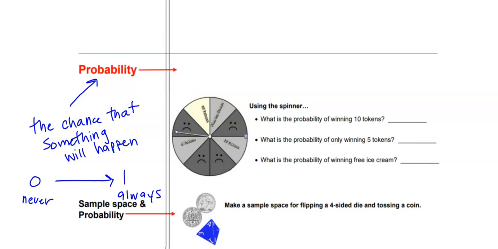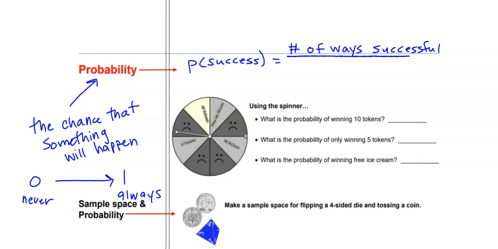So as far as our formula goes, I really don't even like to call it that. But it goes like this. The probability of being successful is equal to the number of ways that you can be successful divided by the total number of outcomes. And that's what we spent a lot of time doing in the last unit, just counting the outcomes. And that leads us into probability very nicely.